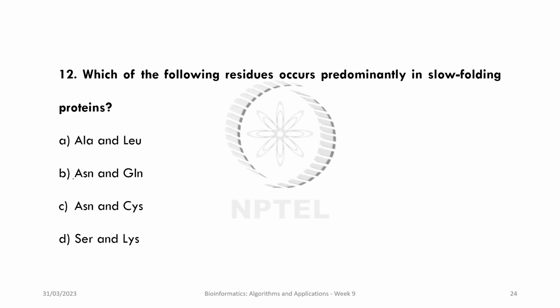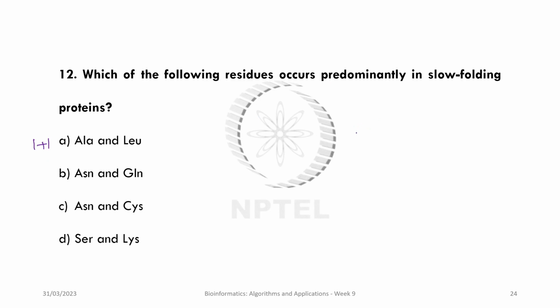Question 12. Which of the following residues occurs predominantly in slow folding protein? We just saw which residues were in slow and which were in fast. I hope you all remember what those were. So what are the answers? Alanine and leucine, asparagine and glutamine, asparagine and cysteine, serine and lysine. Okay, Nagamani says A. Dipamine also says A.